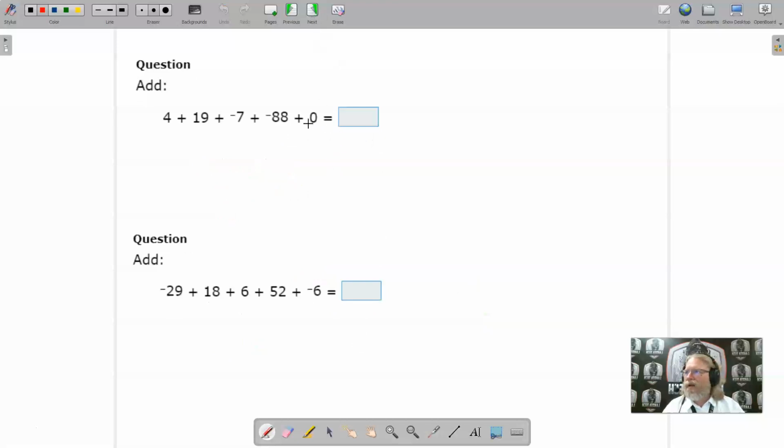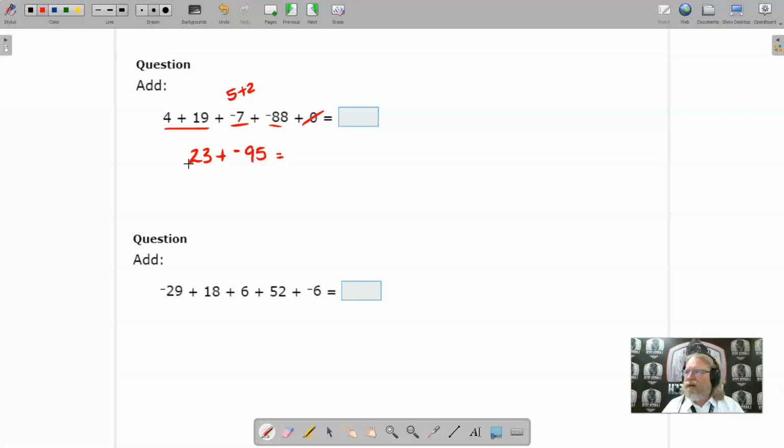We'll continue on. The 0 we can just rule out, right? Don't have to worry about the 0. And let's try that. Put the positives together, put the negatives together, and work from there. So let's do the two positives. 19 plus 4 is going to be 23. And then I have my negative 7 and my negative 88. They're the same sign, so the answer is going to be negative. And 88 plus 7, well, I'm going to think of the 7 as 5 plus 2. 88 plus 2 is 90, plus 5 more is 95.